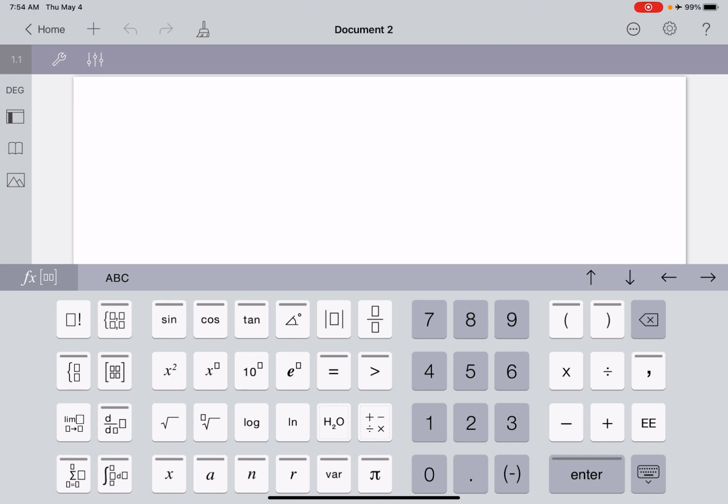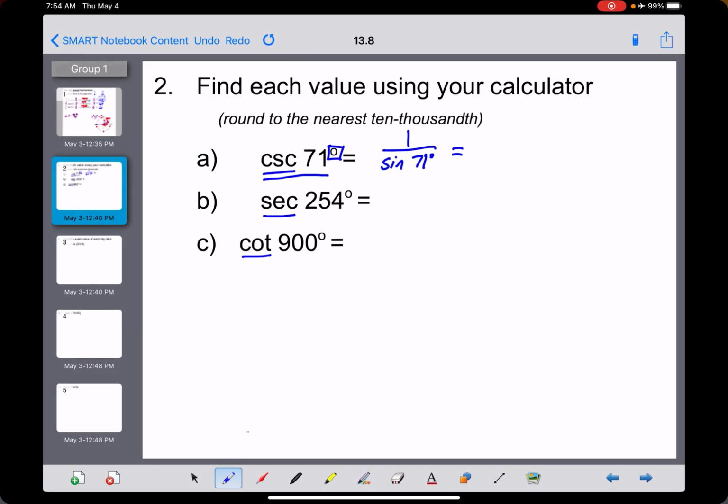There's really no need to do a fraction right here. I'm just going to type in 1 divided by the sine of 71 degrees. Okay, and at that point, if I hit enter, my calculator gives me this. So here you go. This is probably what you guys got here, 1.0576, and so on. Directions for most of our worksheets and tests is to round to the nearest 10,000th. That's 4 decimal places. So 1.0576 is what we're going to write here. That's how you do problems like this.